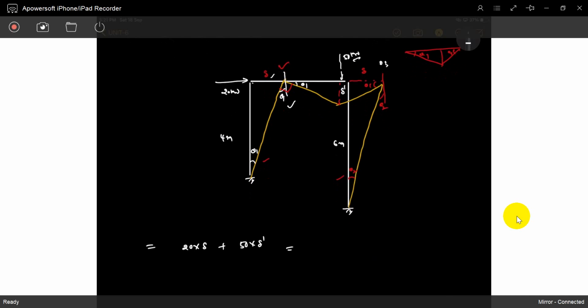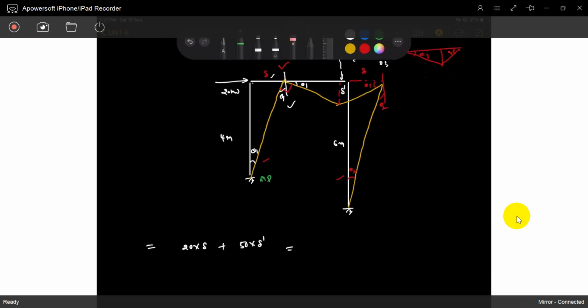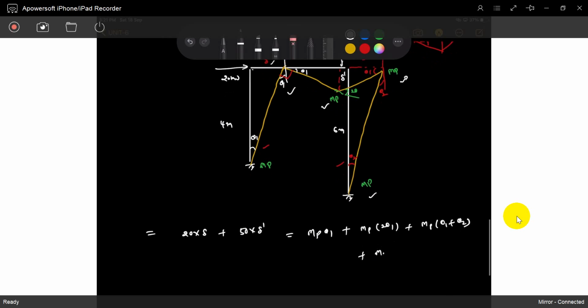And internal work done. This is MP. There is no possibility of a hinge here. There is no possibility of a hinge here. This is a possibility. Okay, this is MP, this is MP, and this is MP. So you can check it. This is 2 theta. Okay, so what is the internal work done? MP theta 1. Now it is MP 2 theta 1, 2 theta. So here MP theta 1 plus theta 2. Here MP theta 2.